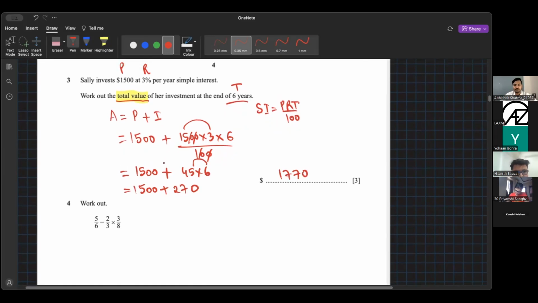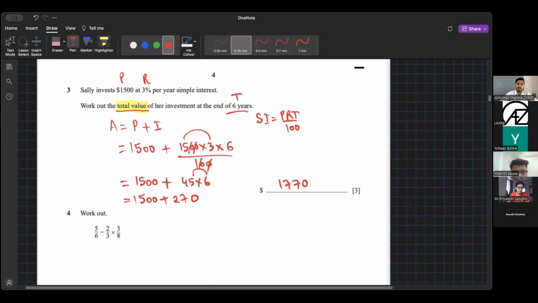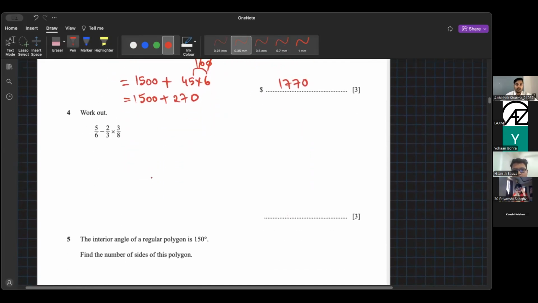Clear? Any doubts in this? The point to remember: when it says work out the total value in the case of simple interest, amount is always principal plus interest. So we added the principal with the interest, and we calculate the interest using SI equals P into R into T upon 100. Any doubts? Okay, let's move on.